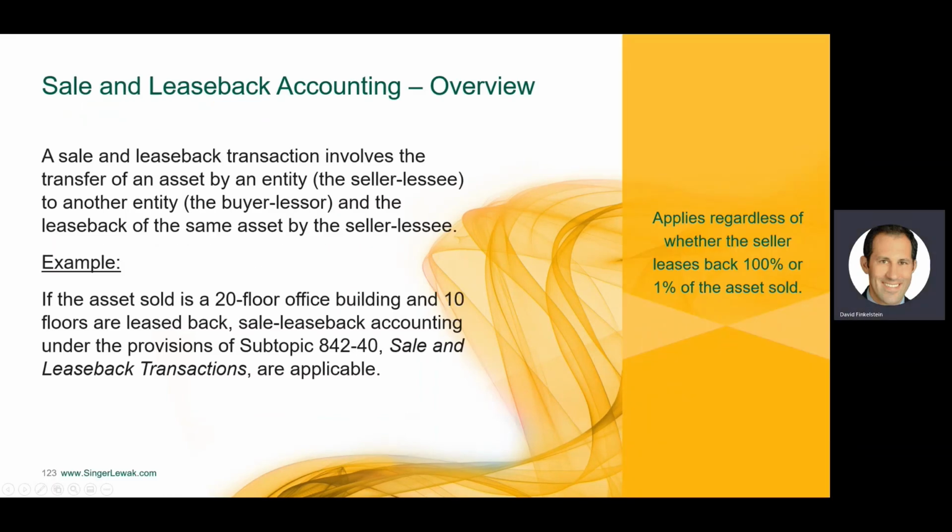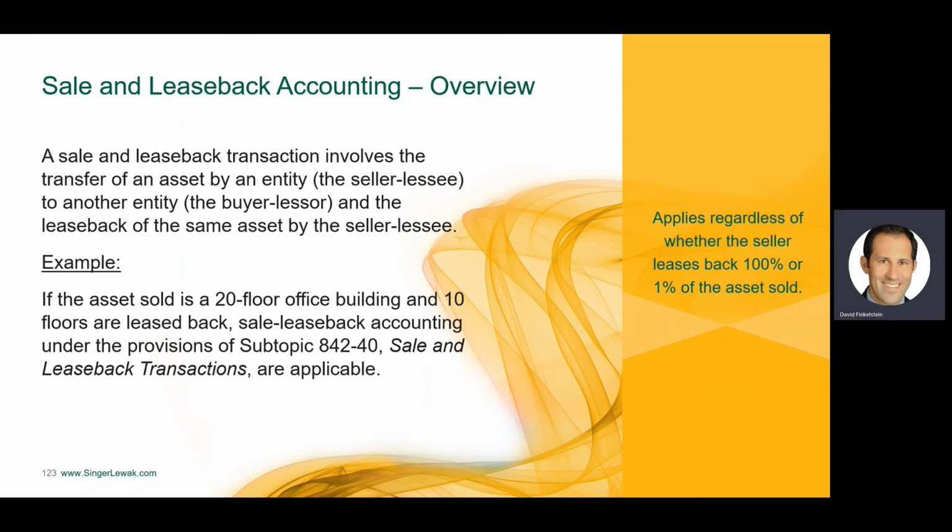A sale and leaseback transaction involves a transfer of an asset by an entity, which would be considered the seller or lessee, to another entity, which would be classified as the buyer or lessor, and the leaseback of the same asset by the seller or lessee. An example of this would be a 20-floor building in which the entire building has been sold. The original entity, which had sold the 20-floor office building, would then lease back 10 of the floors. This would be sale-leaseback accounting under the provisions of 842.